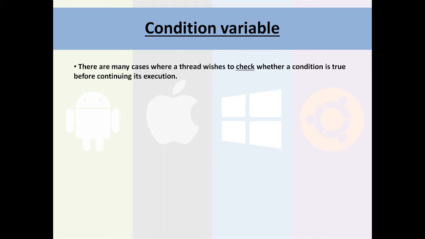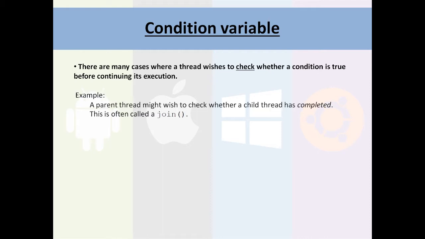Now, here you can see it says that there are many cases where a thread wishes to check whether a condition is true before continuing its execution. An example of this would be, say, a parent might wish to check whether a child has completed its process, or its instructions. And this would be utilized through a function that we used called join. So this is an example of when a thread might wish to wait for a condition to be true.